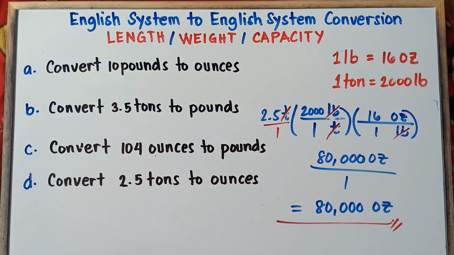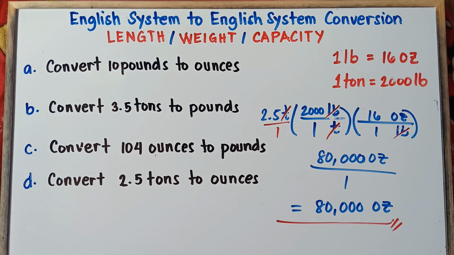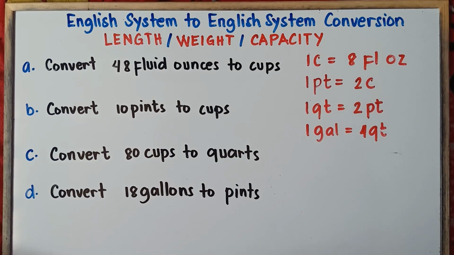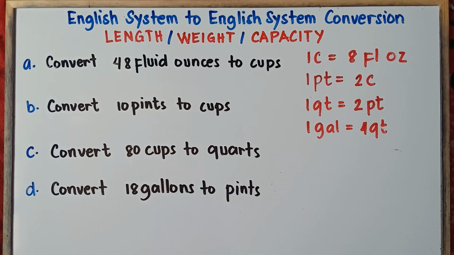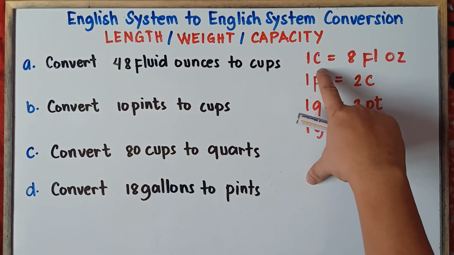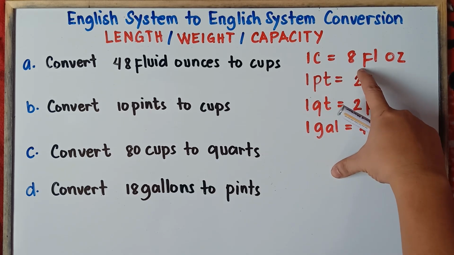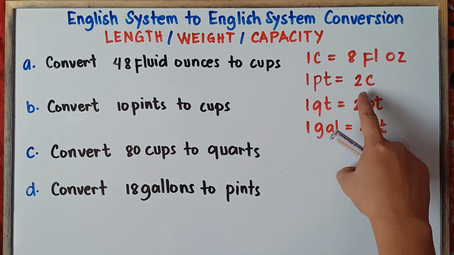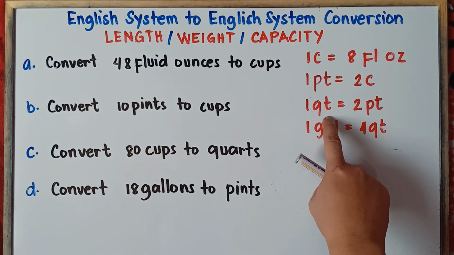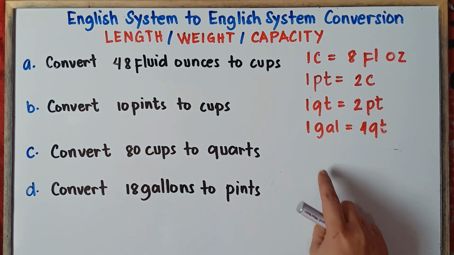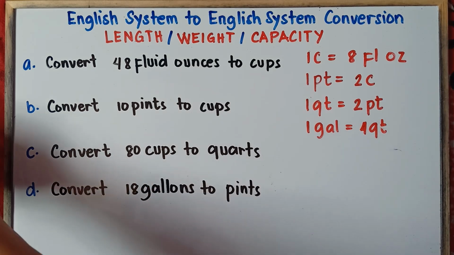Alright, so let's have the last example, class, the unit capacity. And I will give you 4 examples again, class, for the unit capacity. Alright, so let's proceed now for the unit capacity. So our conversion, class, we have 1 cup is equals to 8 fluid ounces, and then 1 pint is equivalent to 2 cups. 1 quart is equivalent to 2 pints, and then 1 gallon is equivalent to 4 quarts.